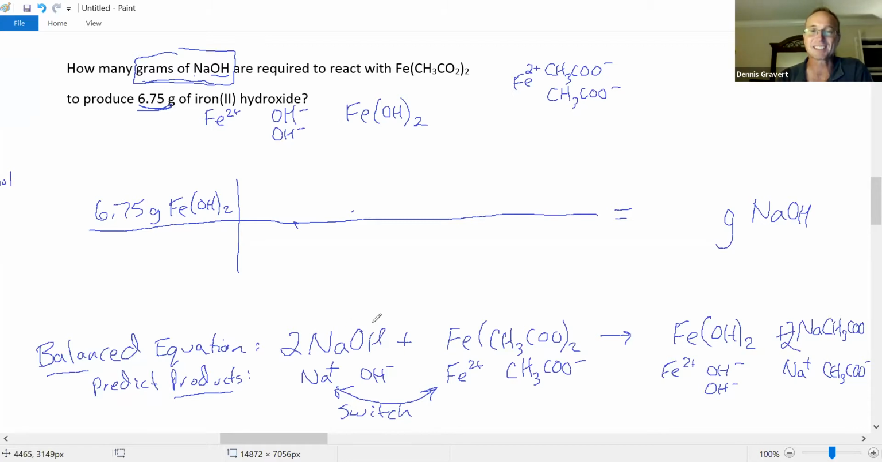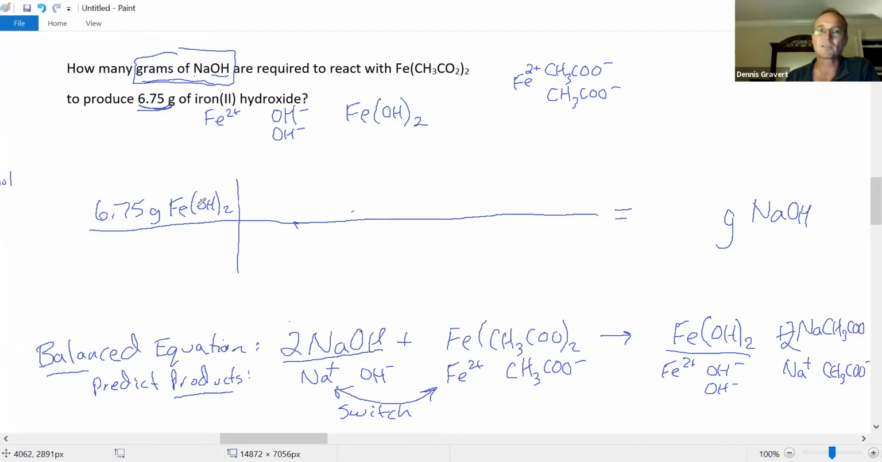There's 2 H's. And then here there's 3 times 2, there's 6 more. 2 plus 6 is 8 H's. And then here's 2. And then 3 times 2, 6 again. Yeah, 2 plus 6 is also 8. Hydrogen's balanced. We have a balanced equation. 2 sodium hydroxides will make 1 iron hydroxide. Perfect. Okay, now we can move on.